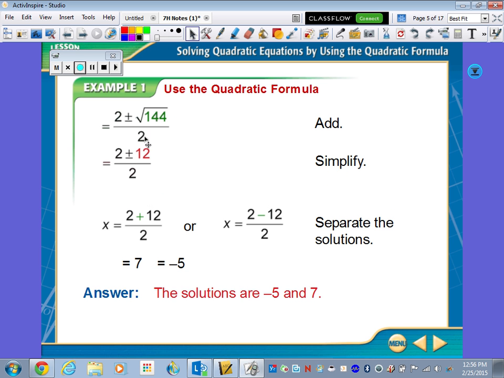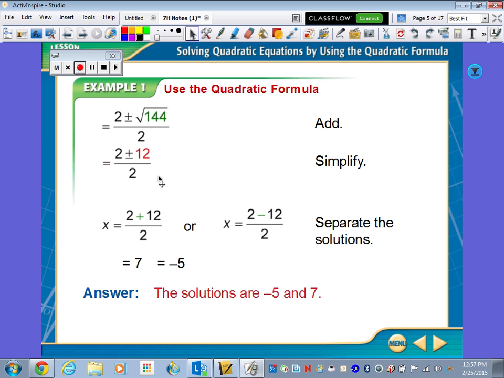Then you're going to simplify. Hopefully you recognize that the square root of 144 is a perfect square, so you get 12. Now, the plus or minus tells me there should be two answers. So we're going to have x equals 2 plus 12 divided by 2, and x equals 2 minus 12 divided by 2. Notice they separate the solutions.